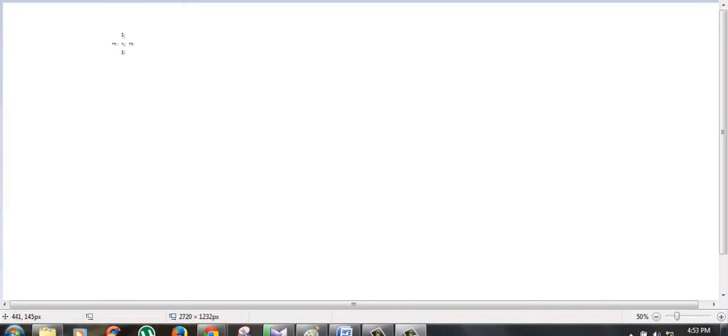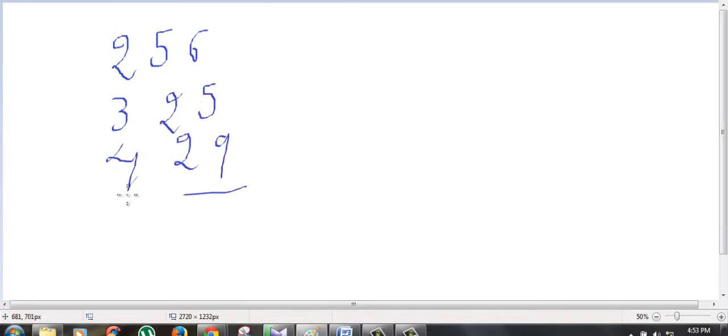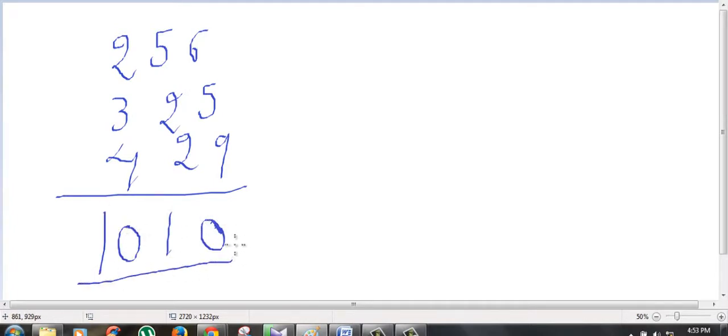Let's take a few numbers: 256, 325, maybe 429. So let's add this up. I'm just directly writing the answer because it's not of importance to us. So the main property I want to show you now is this. We got this, but what is the guarantee that this answer we got is correct?